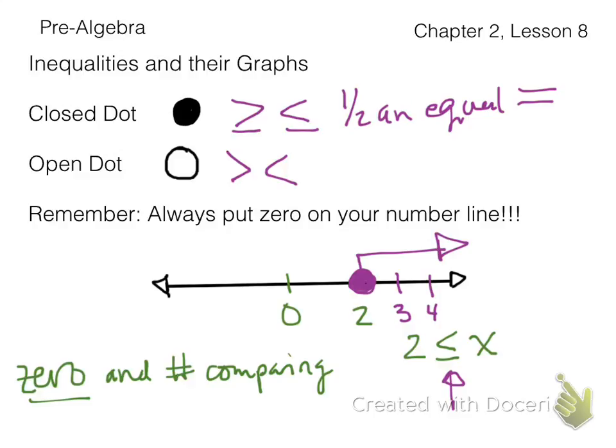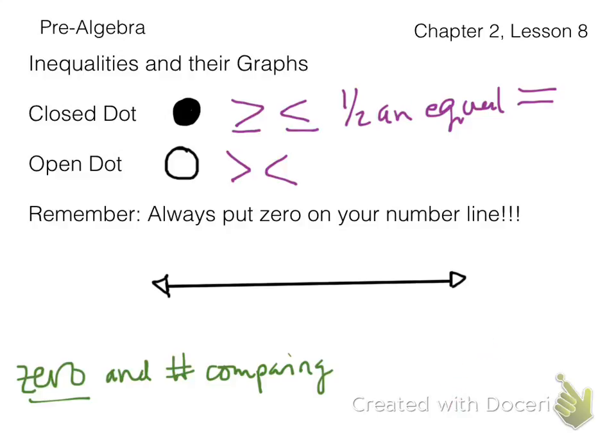Okay, so let me go ahead and give you one more example. Let me erase this. Let's say we have -3 is greater than or equal to y. Well, again, I need 0, and I need my comparison number. In this case, it's -3. And let's do a comparison that doesn't have the or equal sign. So let's just say -3 is greater than y.